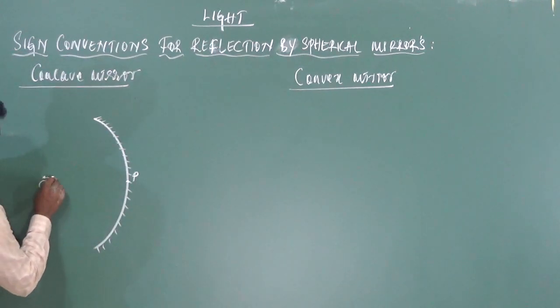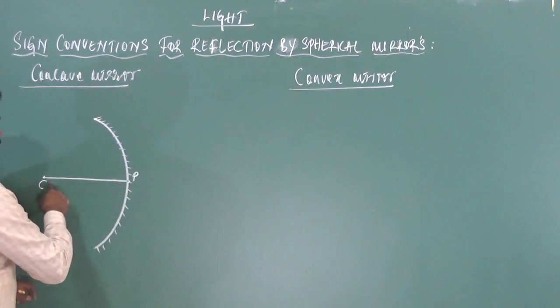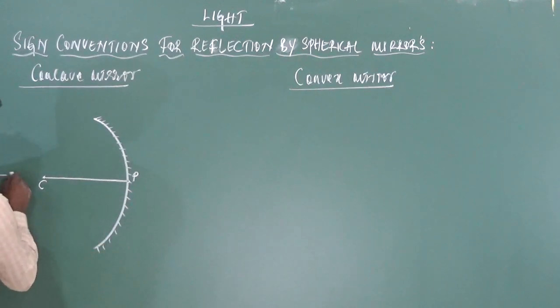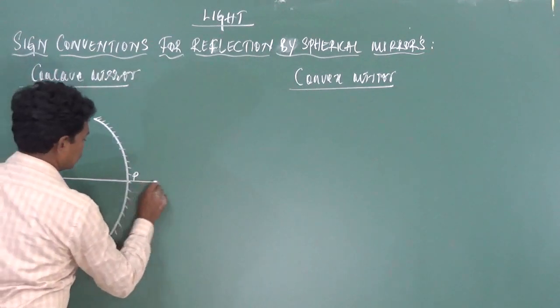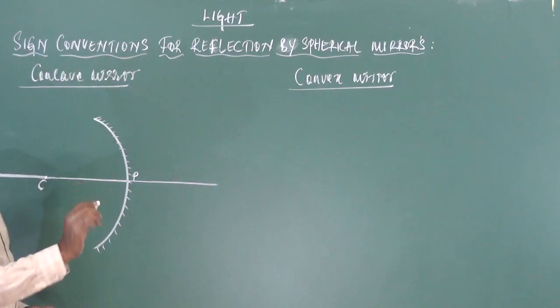Let us join this center of curvature and the pole. When I join these 2 points, you call this line the principal axis. Let us extend it on both sides. I will extend this on this side and I will extend this on this side also. So this becomes the principal axis. This is the center of curvature for our reference.